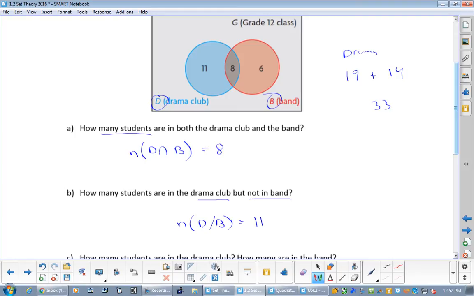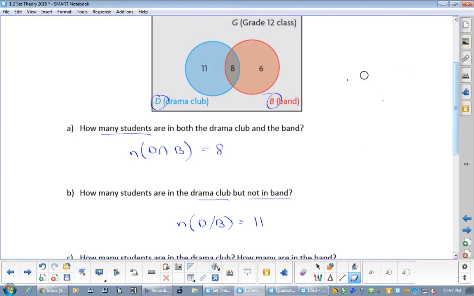Now, why is that wrong? He used 8 twice. But do you see how that's so simple? If they told you there's 19 in drama and 14 in band, and there's 8 in drama and band, how many people? They just take the 19 and the 14. Okay? That will be on the test that I give you, on the diploma. Do not count the middle twice, because you counted those 8. Don't do it again.